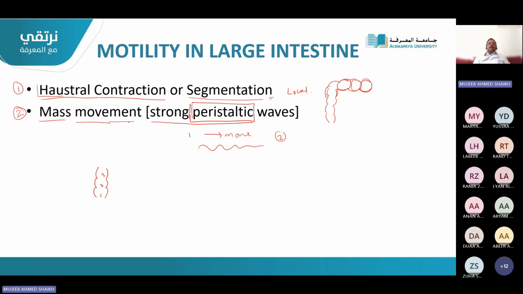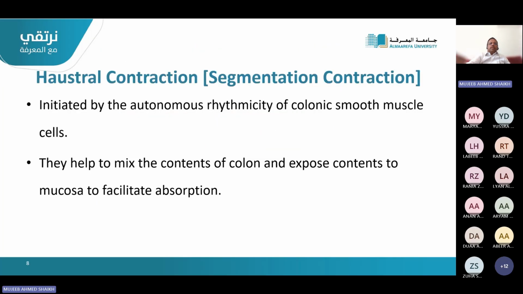These mass movements are strong peristaltic waves. I told you the difference: segmentation contractions are local, whereas peristaltic contractions are moving. They will move from one part to another part. When it starts here, it will go on moving and pushing the food or the content to the next segment. So these are the peristaltic way, mass movement.